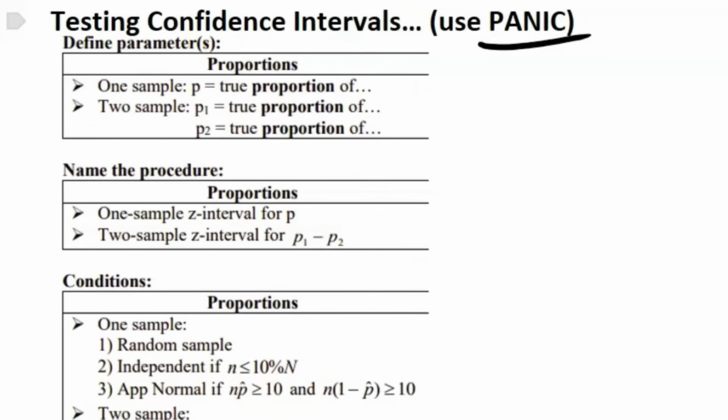So the acronym you need to know is PANIC, which stands for parameter of interest, and then your assumptions and conditions, and the name of the test, state that interval, and then finally just conclude.